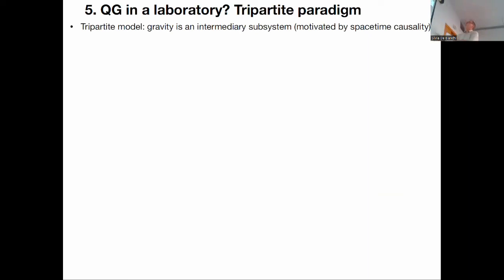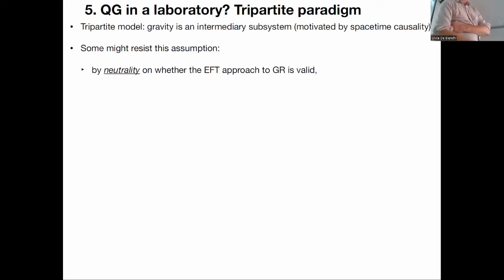On the other hand, we have the tripartite model, which takes gravity to be an intermediary. So some people might resist accepting that as a way of modeling the system. I said the quantum gravity theorists, almost all of them, take the effective field theory approach to general relativity to be a valid approach. This is good physics, and so that would lead them to accept the tripartite paradigm.